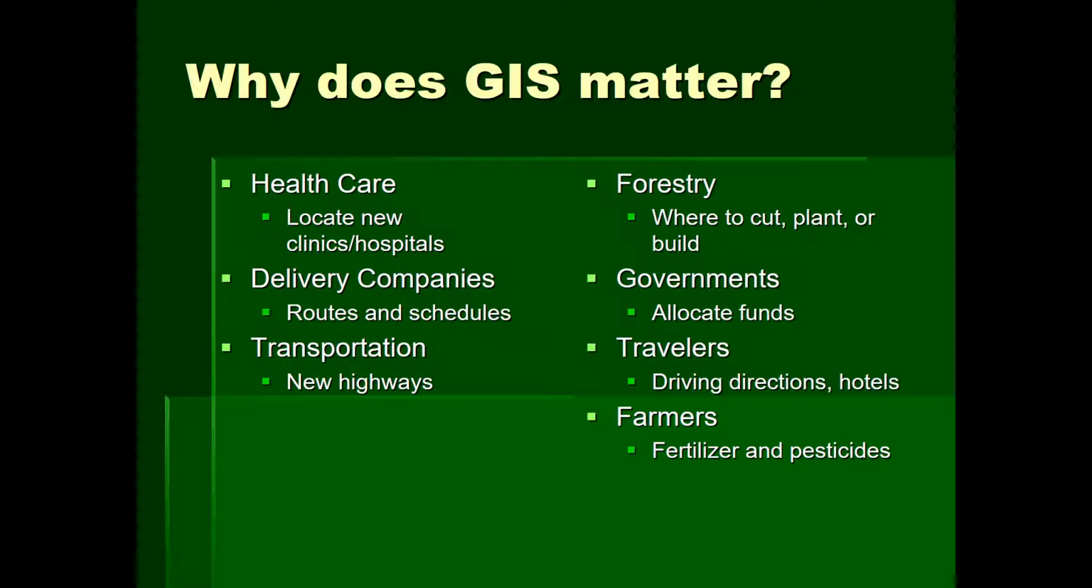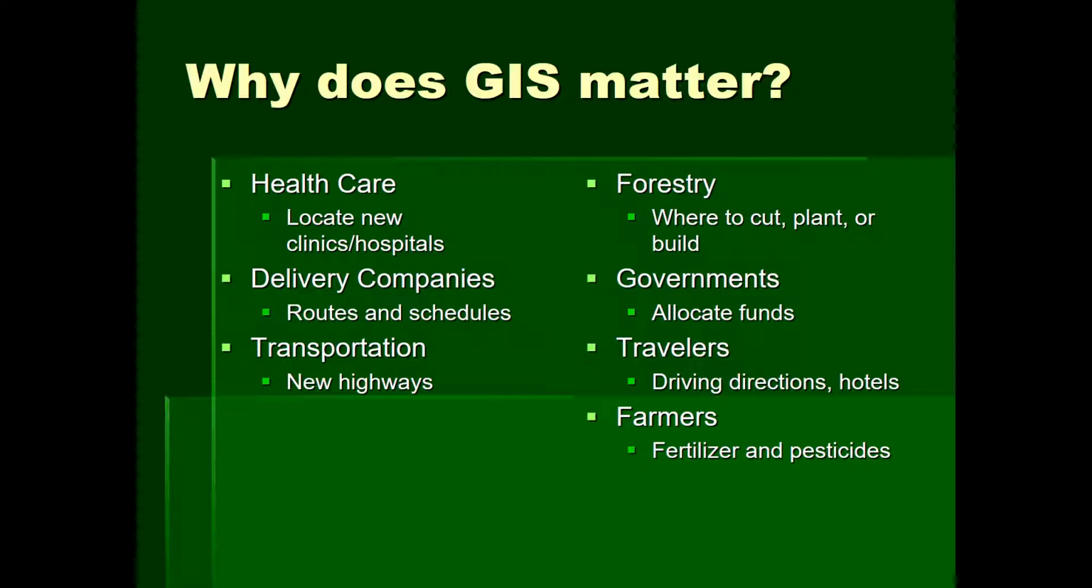Finding new highways, forestry, where to cut, plant, build. Governments can use these things for allocating funds. We're going to talk about the United States and many other countries are divided up into neat little administrative units. We all know what countries, states. Inside of states, we have counties. We also have other things like cities. And in some states, they have townships. And we have zip codes. There aren't really administrative boundaries, but we could use them. Census units. We're going to talk about all sorts of data that we could use to answer questions.